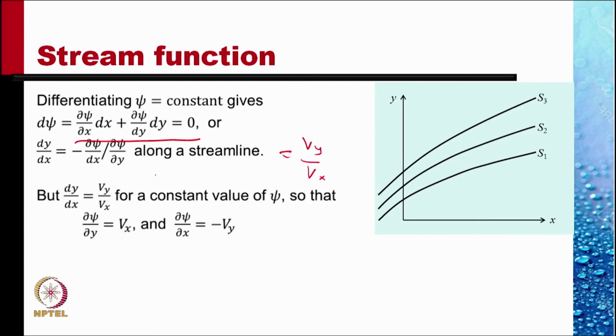Same as before. Notice an important use of the stream function. We can replace the two variables Vx and Vy by a single variable ψ for incompressible steady flows in two dimensions. That reduces the number of unknown variables by one. Two variables Vx and Vy can be replaced by ψ. This gives an important advantage in calculating complex flows.